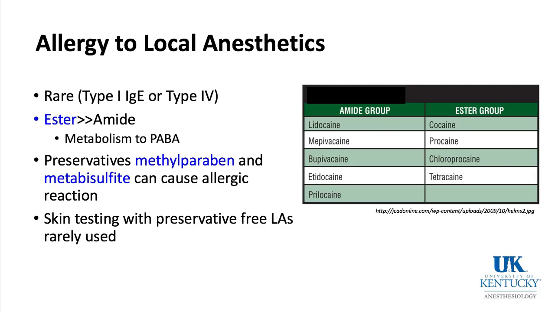Lidocaine, 2 I's in the name. Bupivacaine, 2 I's in the name. These are all amides, while esters have 1 I in the name: cocaine, procaine, chloroprocaine, and tetracaine.